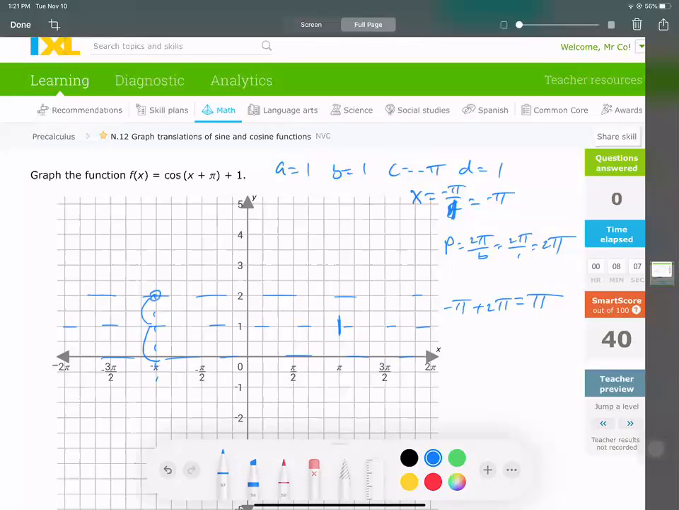Oh, I forgot to do the tick marks. Half, half, and half. Half, half, and half. Up, 0, down, 0, up. The cosine graph always starts at the amplitude.